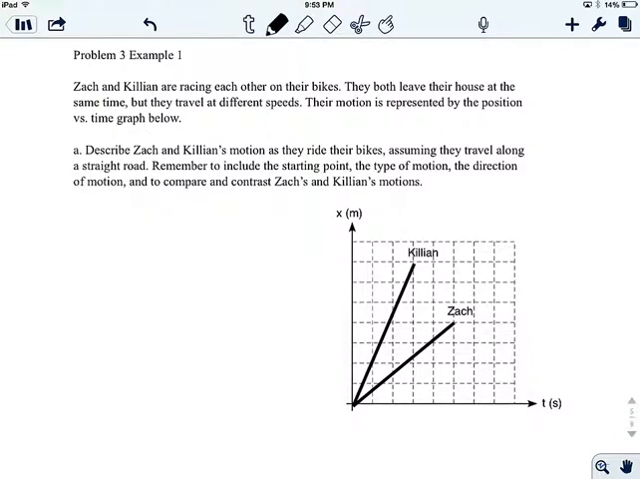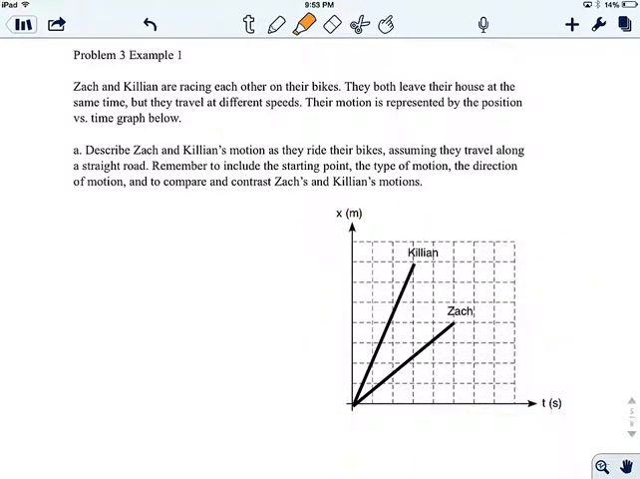Okay. Now, problem three, example one. So let's read this. It says Zach and Killian are racing each other on their bikes. They both leave their house at the same time, but they travel at different speeds. Their motion is represented by the position versus time graph below. So here's their motion right here.